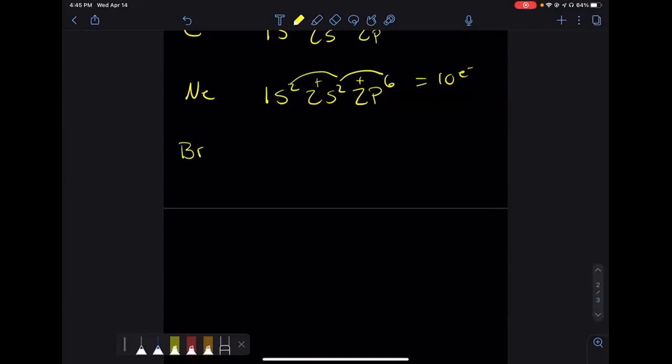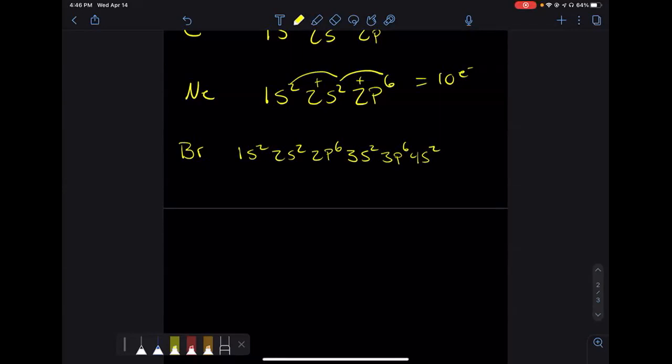So what we're going to do is just go in order. We go first 1s, and there's 2 there, and then 2s, there's 2 there, and then 2p, and there's 6 there. So now we should be at neon, and if we leave it here, it's just like neon. But we're going to keep going, and now we're going to 3s. In the 3s, we have 2 more, and in the 3p, we have 6 more. And then after 3p, we go to the 4s, which has 2, because all the s orbitals hold 2.